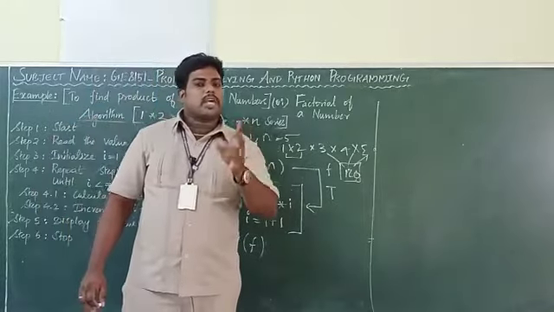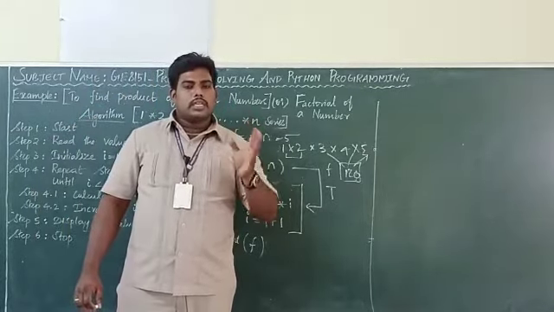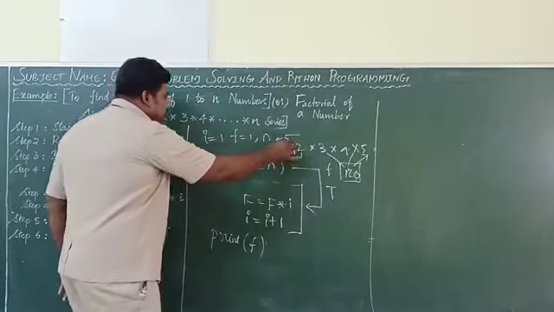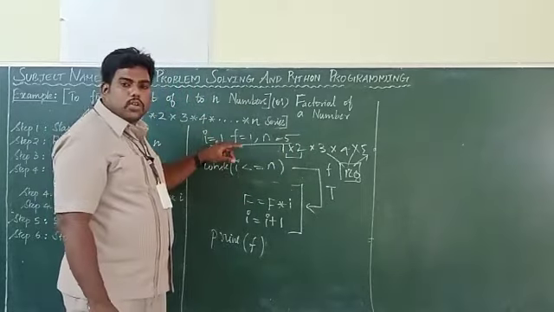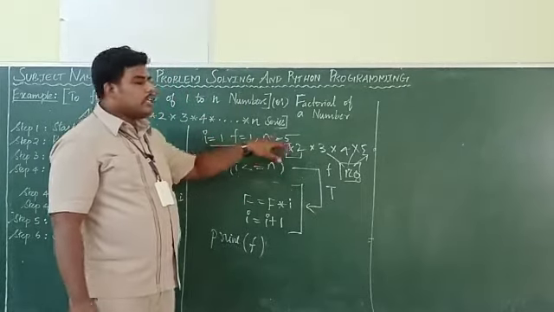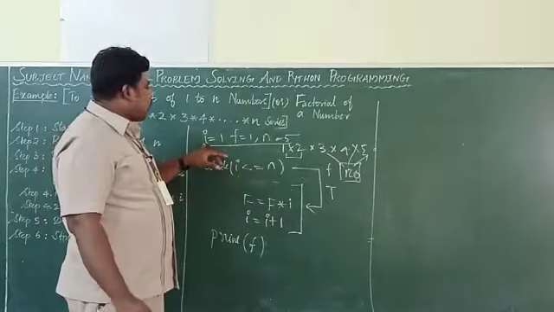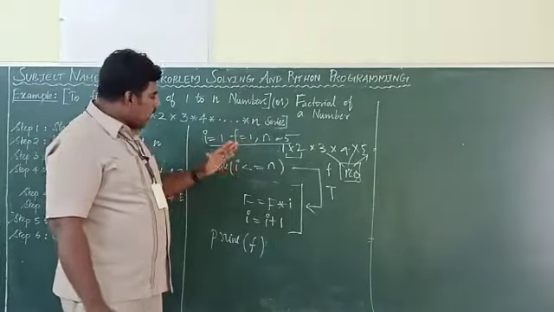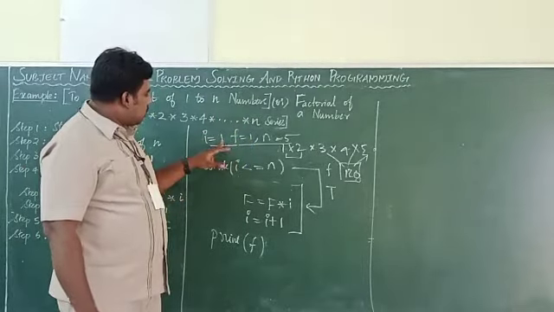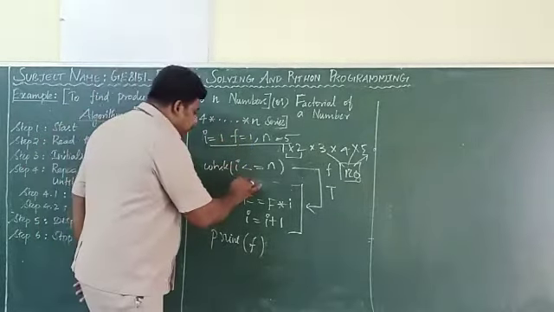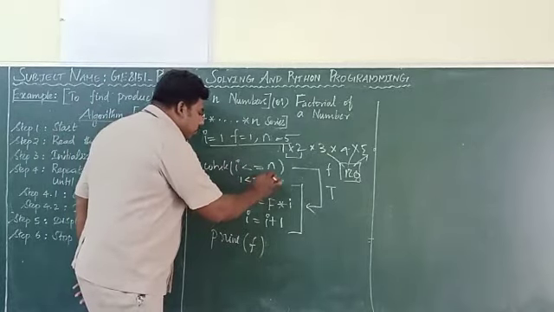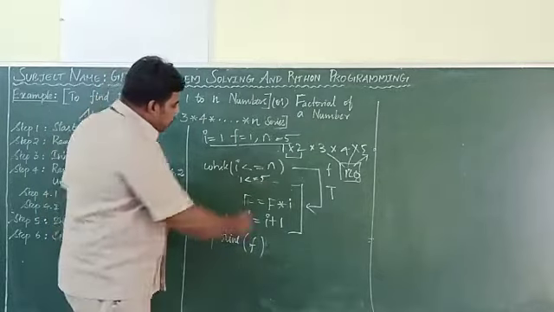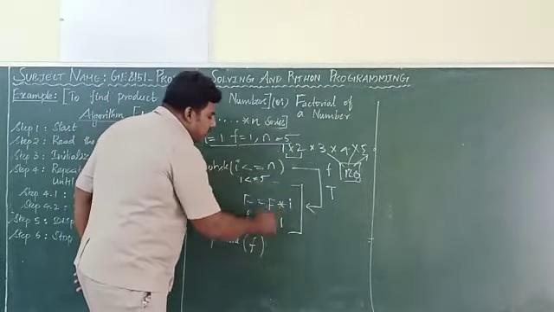The looping concept has 3 steps. What are the 3 steps? Initialization, condition, increment or decrement. Here initialization is completed: i equal to 1, f equal to 1, n equal to 5. All the initialization: starting value, ending value, storing the answer. Everything is over. Now I am checking a condition. See the condition. What's the i value now? 1. 1 less than or equal to 5. Condition true or false? The condition is true. If it is true, perform these two steps.